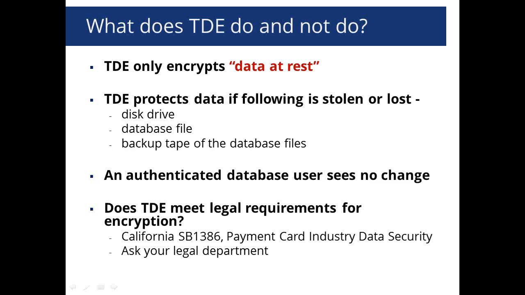As long as I know they're an Oracle database file, I can actually read those and pull the data off. One of the other key ones is backup tapes of database files. If any kind of backup tape for the database, the value will be encrypted in there. But once I sign on as an authenticated database user, it's transparent. I don't see any difference between the encrypted and unencrypted columns, table spaces.